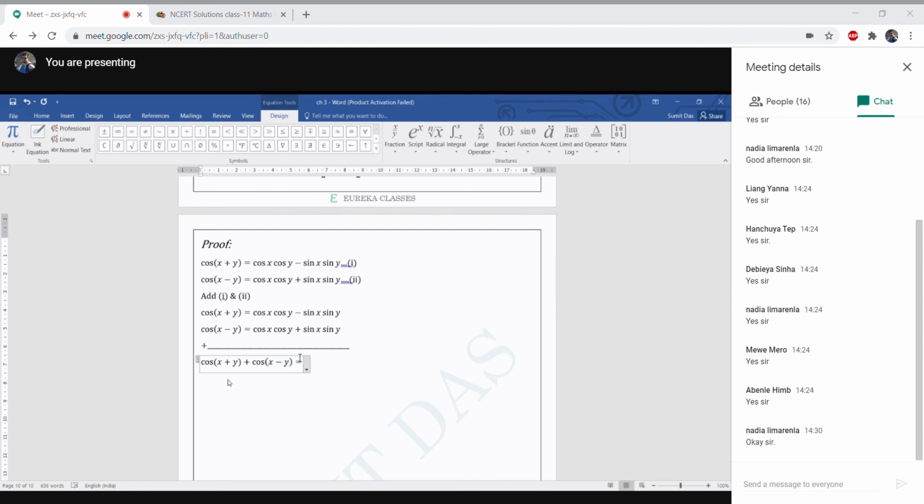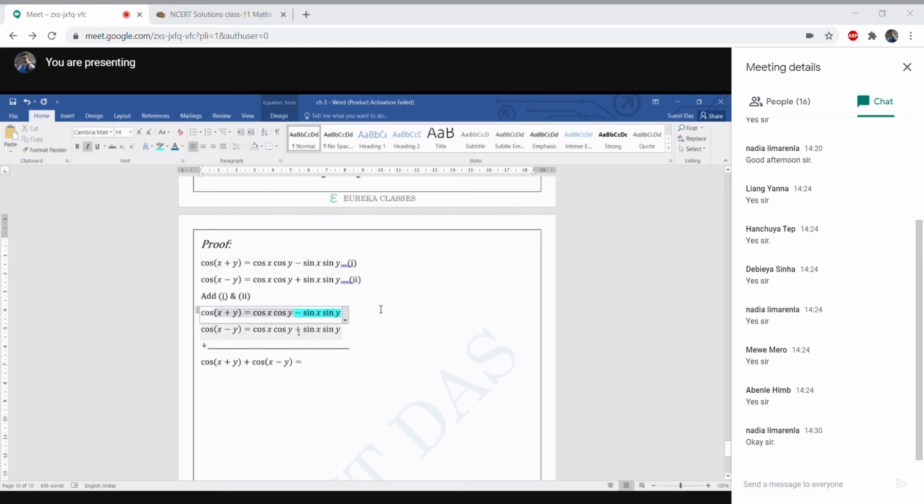What will be on the right hand side? Look, these two parts will cancel, and this part will cancel. Why? Because look, it is the same thing but with opposite sign. So what will be on the right hand side? Only this part will be left, that is 2 cos x cos y, because both are the same. Okay, so next line.